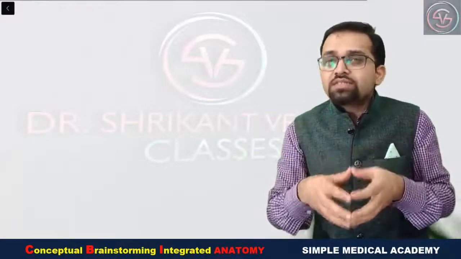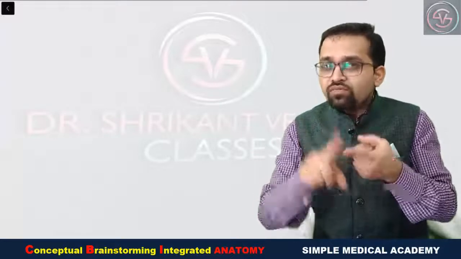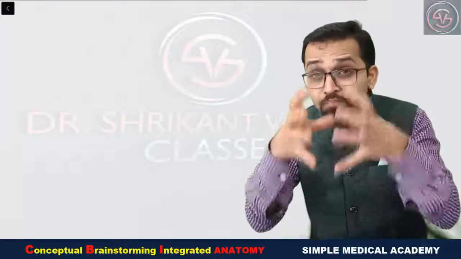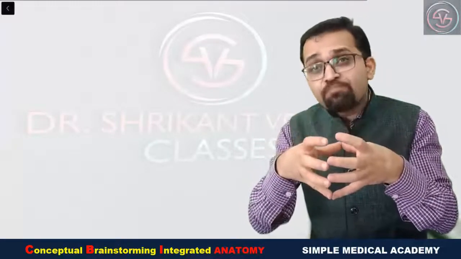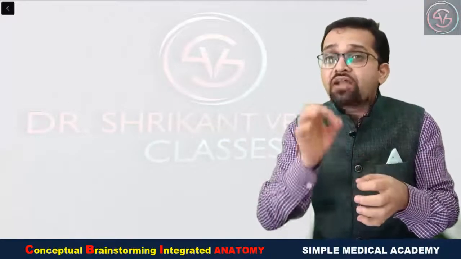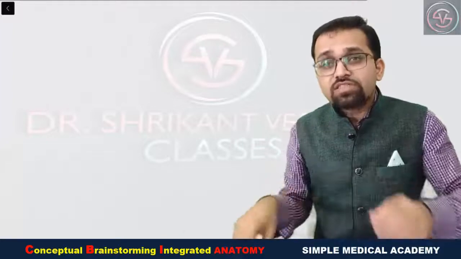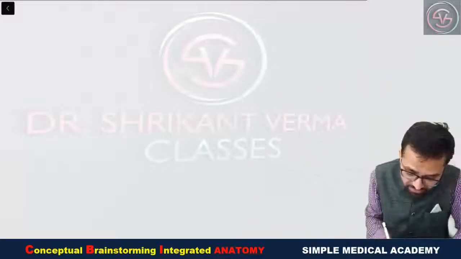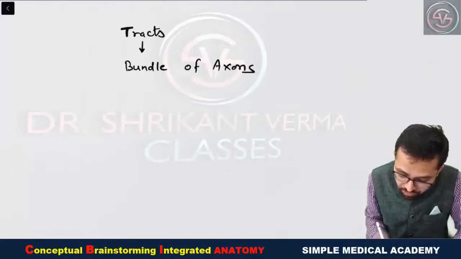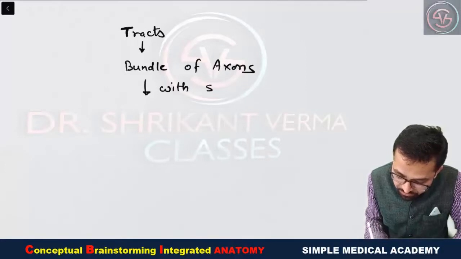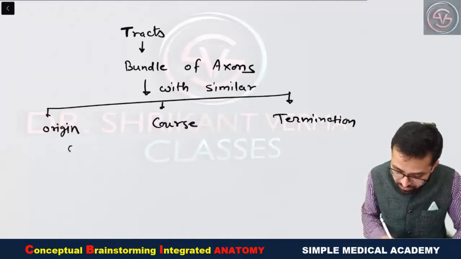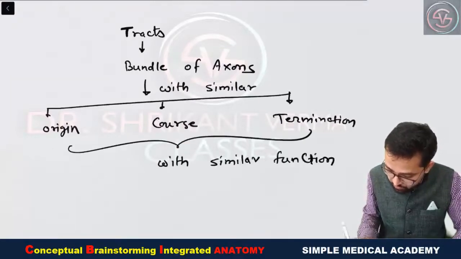What I want to say, yes, the axons, the nerve fibers with similar origin, similar termination and similar function make a common bundle of axons which passes either from the anterior white column or the lateral white column or the posterior white column. These bundles of axons are known as tracts. Okay, so what is the definition of the tract? You can write down. Yes, in simple language, tracts are bundles of axons with similar origin, course and termination, with similar function.